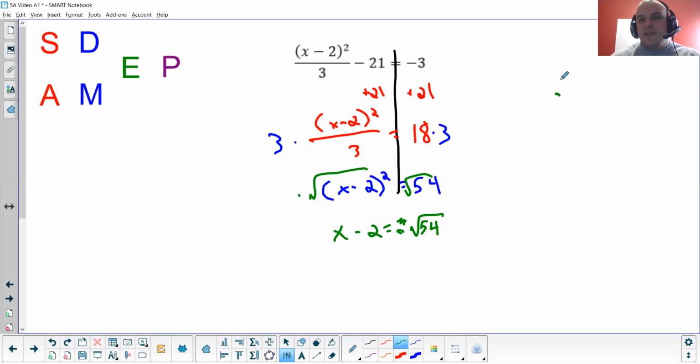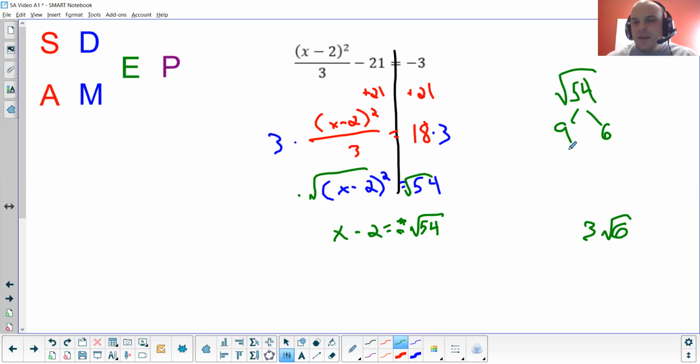Now let's talk about that square root of 54. 54 breaks down into 2 numbers. You can think about any numbers you want. Me personally, I always like to think of perfect squares. It's 9 times 6. 9 is a perfect square. That's why I can rewrite it as 3 square roots of 6.